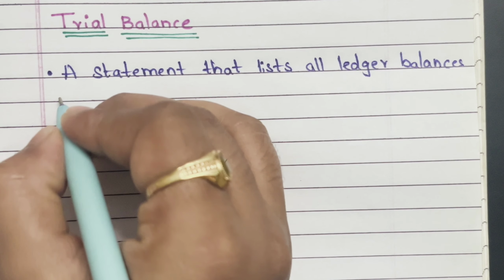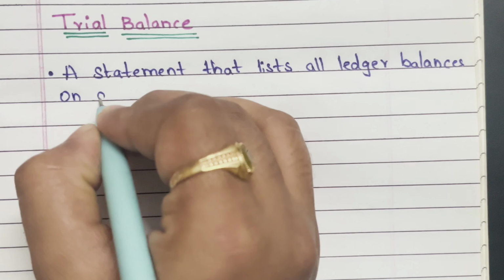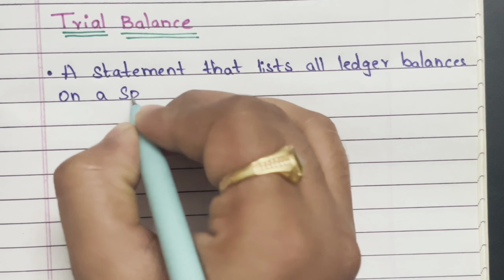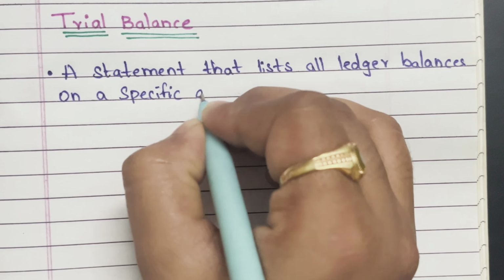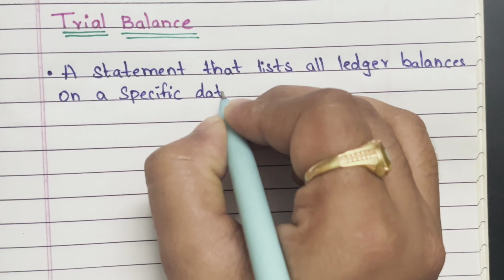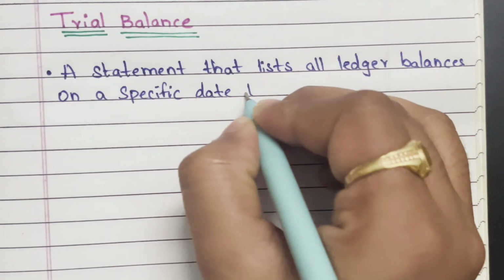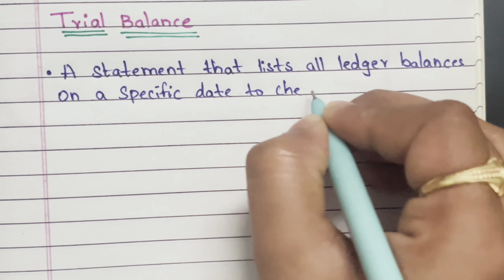So next, coming to it, it's used to check if your books are correct. If debit is equal to credit, everything is fine. If it does not match, there's an error.